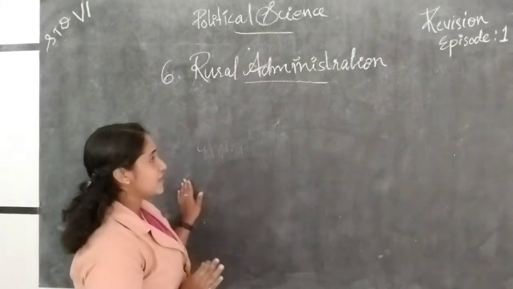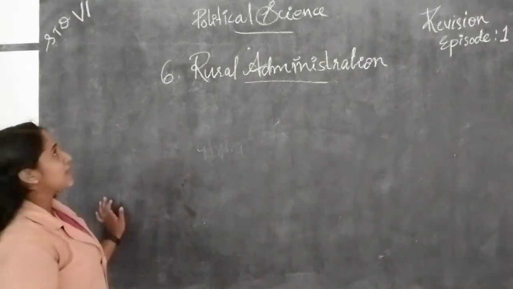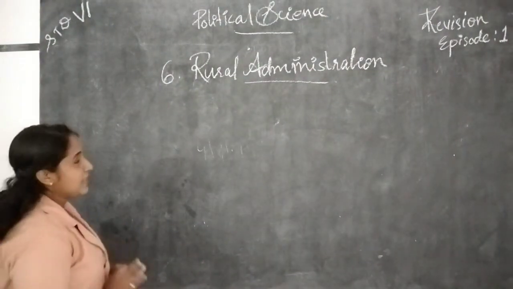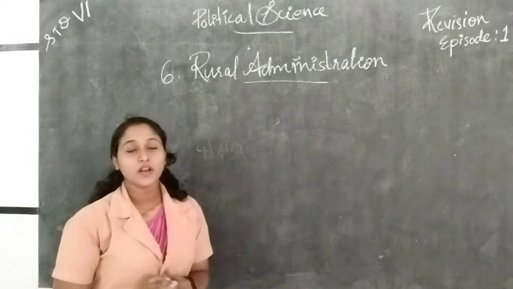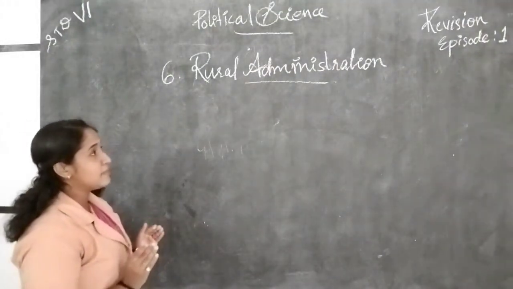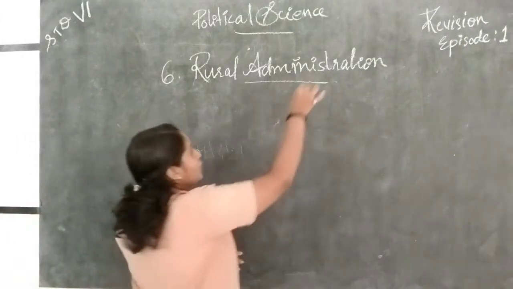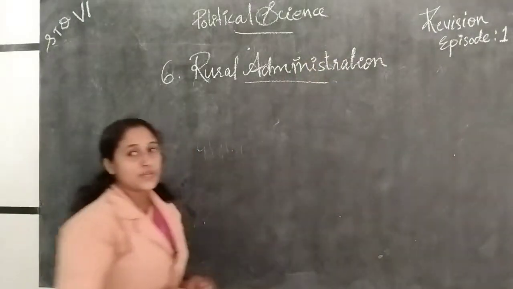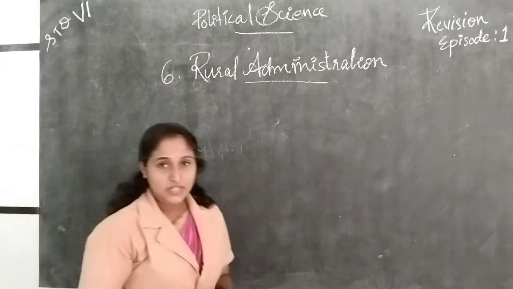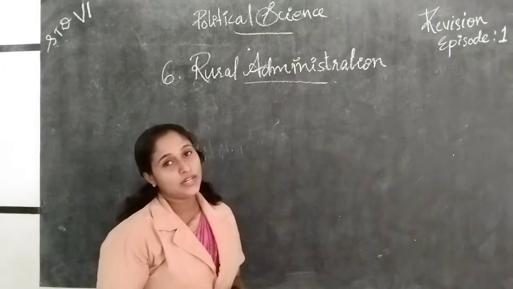Okay, this is our first revision based on our annual exam. Political Science, Chapter 6, Rural Administration. We have already discussed rural administration and the features of the administration at the rural level. This chapter deals with the village administration, or what we call rural administration.